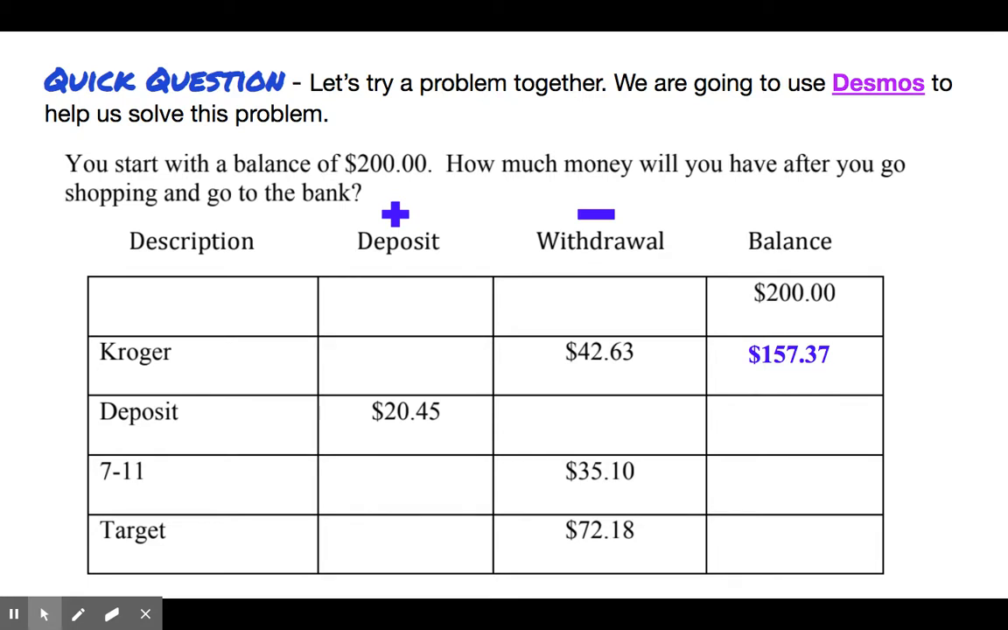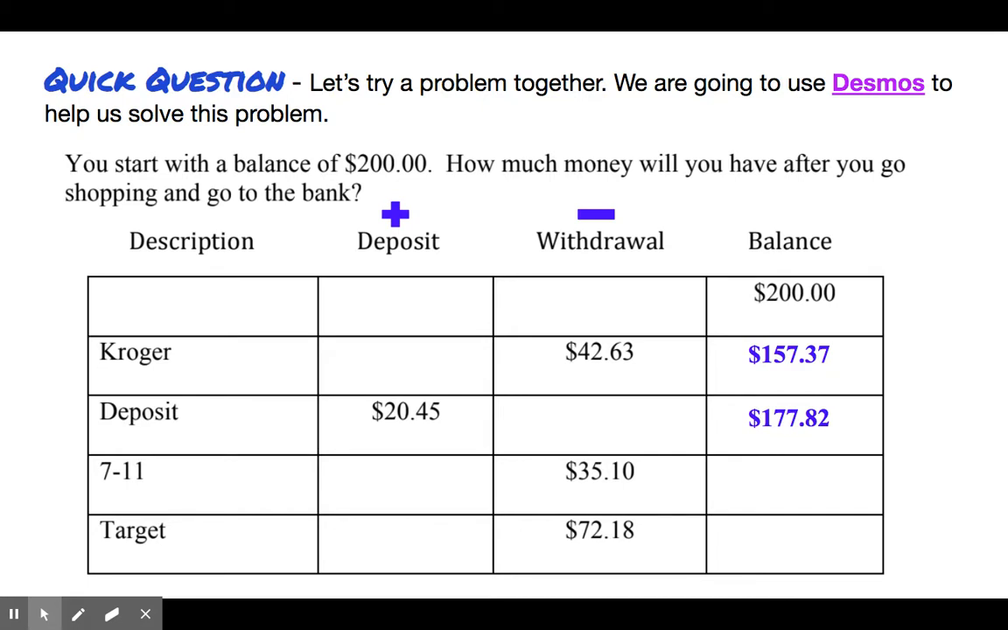So now I have $157.37, but I want to go deposit. Deposit means you're putting the money in. Deposit $20.45 into my account. Well, how much money do I have now? What is my new balance? You should have gotten $177.82.